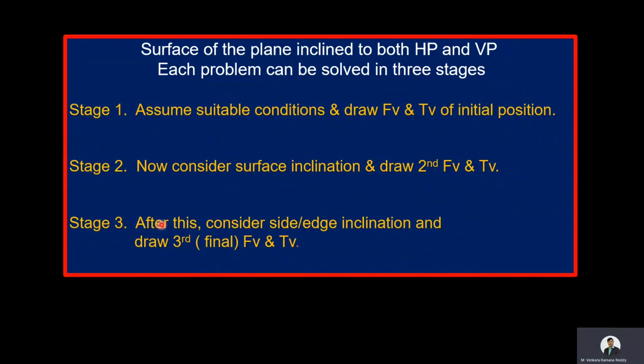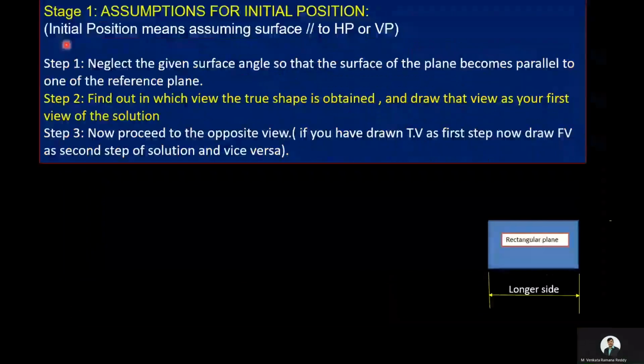In the case of third stage, consider side or edge inclination and then draw third stage front view as well as top view. Now we'll move in detail about 3 stages. Stage 1. Assumption for initial position. Initial position means assuming surface parallel to HP or VP. The solution part related to the stage 1 consists of 3 steps.